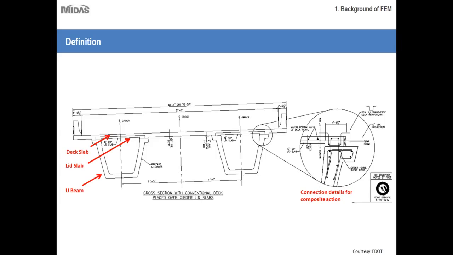And if you look at the reinforcement details here for connecting the U-beam, lid slab, and the deck slab, this is how the composite action is achieved. So we have some stirrups that are coming out. We have to provide some detailing. So when we pour the concrete, we can have composite action in stages: first with the lid slab, and then with the deck slab on top. When you're simulating this in an analysis environment, you have to make sure that you're able to capture this composite section behavior.